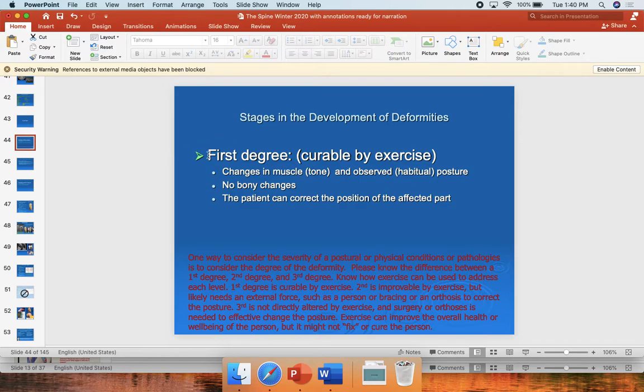So something that is a first degree deformity is going to be curable by exercise. These are going to be some of our postural deformities where we're just sitting at a desk all the time. So we develop rounded shoulders, we develop really tight hip flexors. It's nothing that can't be fixed, but it's something that we need some exercise to help us get out of it. So we would call that a first degree. Again, no bony changes. The patient can correct the position affected. Obviously, this is going to exist on a continuum, and so a person can be a first degree at one time, and if the problem persists, it could develop into different degrees.